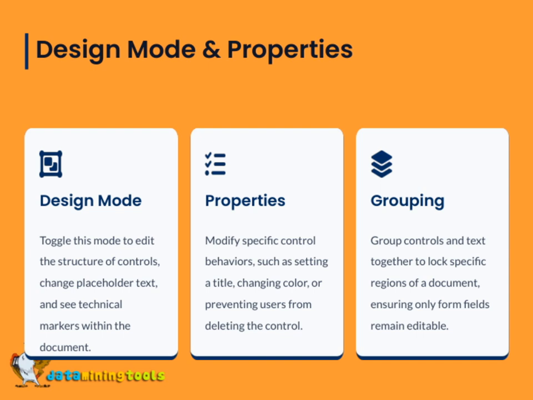Finally, there's Properties mode. Toggling this mode allows you to edit the structure of your controls, change placeholder text, or see technical markers within the document. This is particularly helpful when you need to fine-tune your form elements or troubleshoot issues. Overall, these tools, grouping, properties, and design mode, work together to give you a powerful way to create professional, user-friendly forms that are both functional and visually consistent.